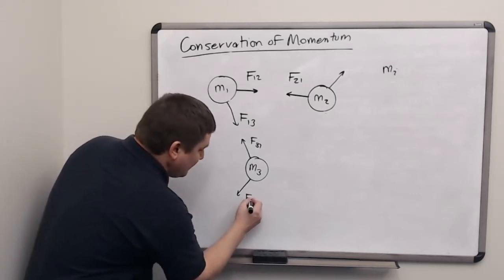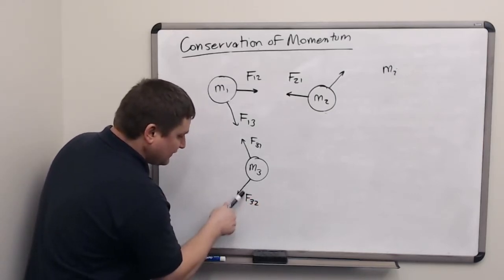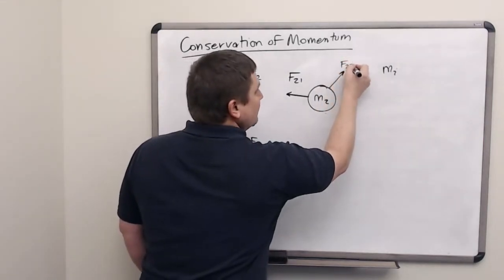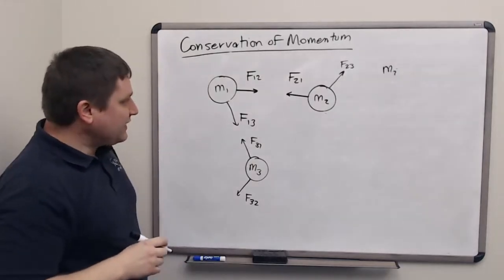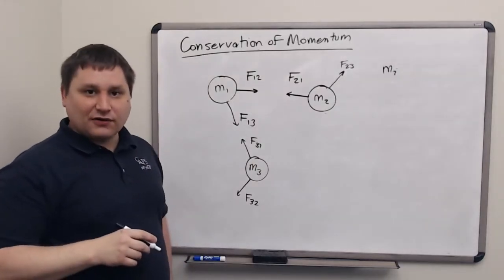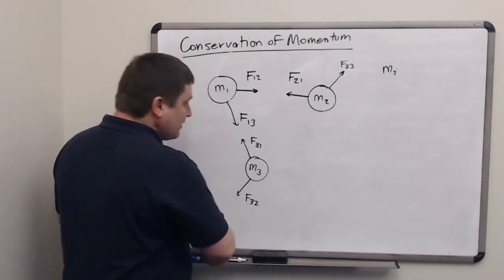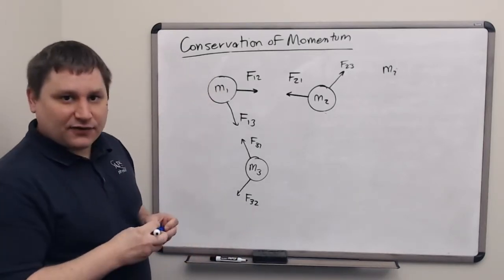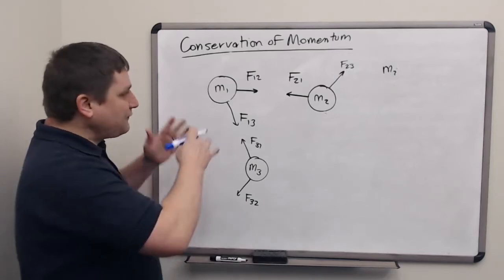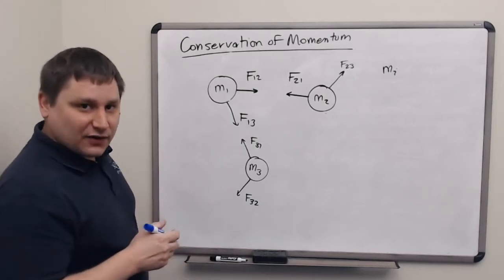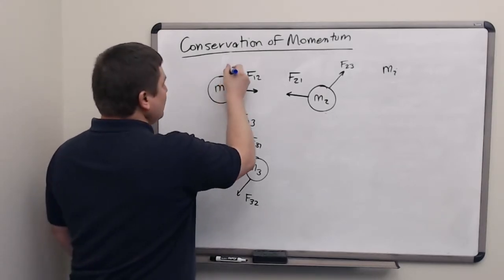This will be F32. 3 feels the force due to 2. And this will be F23. So these are the 6 possible internal force vectors. Now let's also generalize a little bit further and say that if there are any forces on these objects coming from outside the system, we'll classify those as external forces.